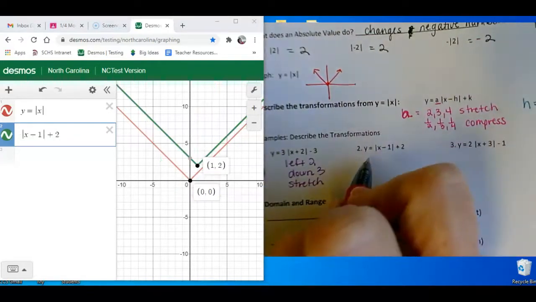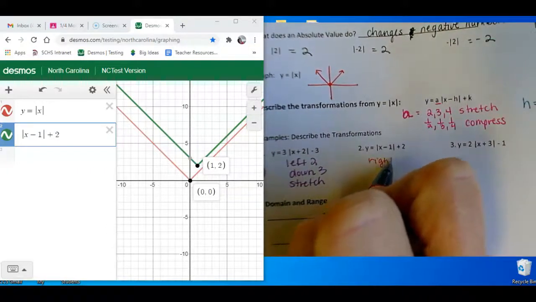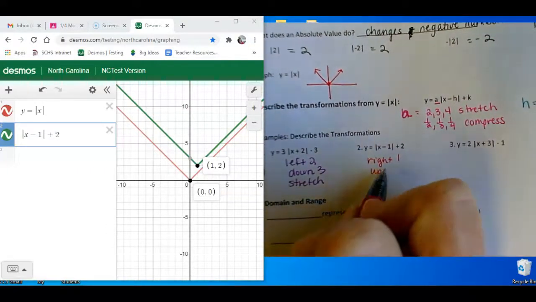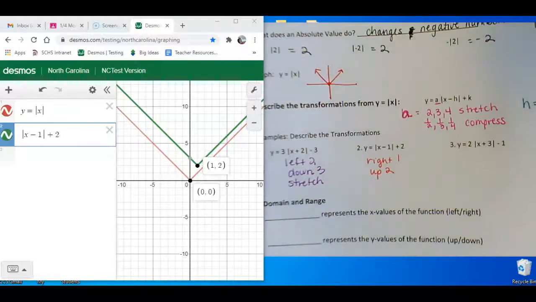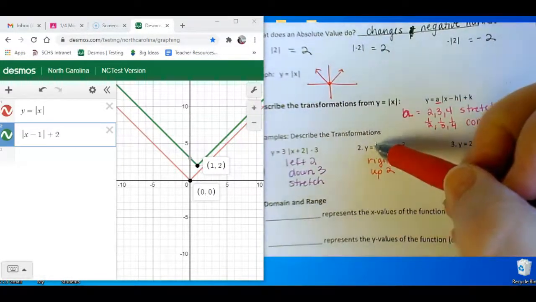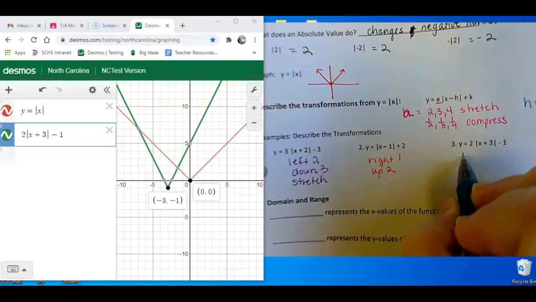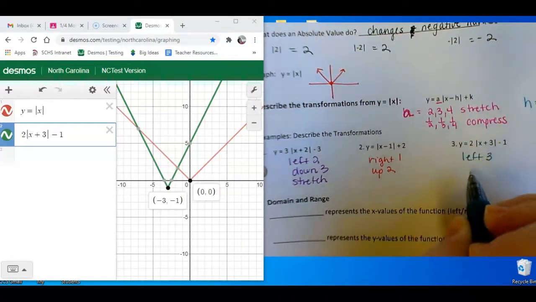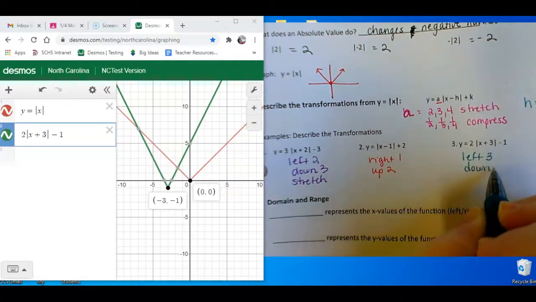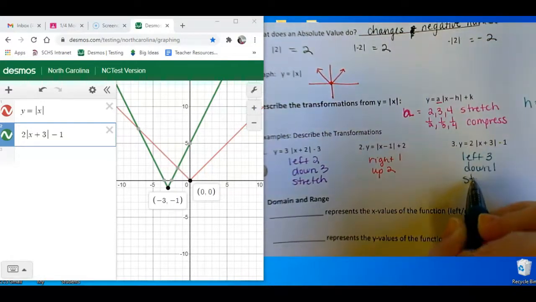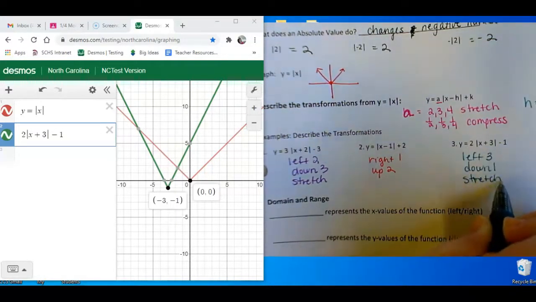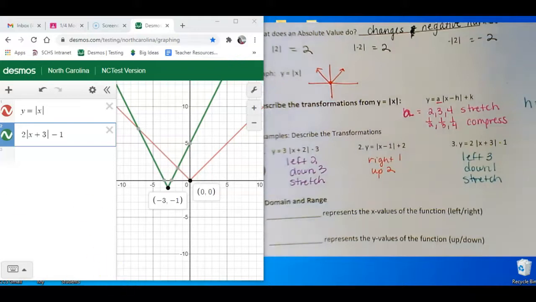So number 2, all that happened is it went to the right 1, and then it went up 2. And notice there wasn't a stretch or a compression because there's no number up in the front. And it's just the same size that it was originally. So this one went left 3, it went down 1, and this one did have a stretch. And looking at the graph, it got skinnier, and that's called a stretch.